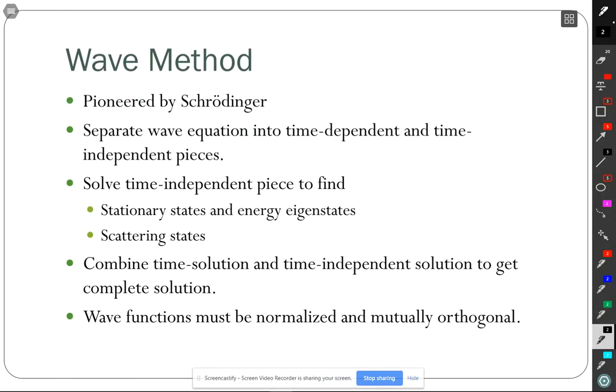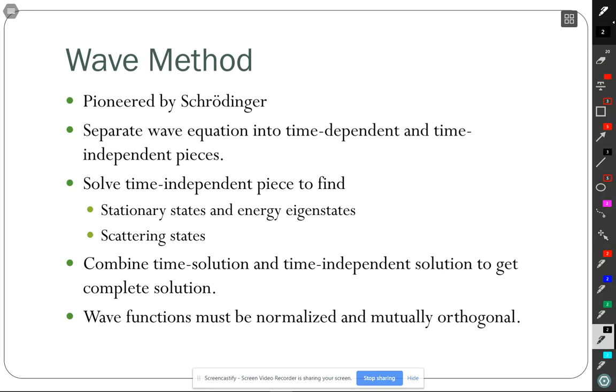So here I have a short history of the wave method and how you do it. You separate your equations into the time independent and the time dependent part. Do you remember the condition that was necessary for that to be a correct or possible mathematical operation? Potential energy is a function of position only. Right. The potential energy can't be time dependent. It has to be position only.